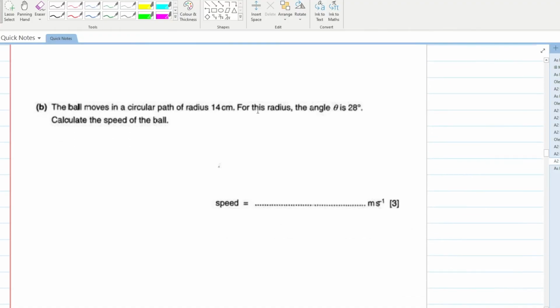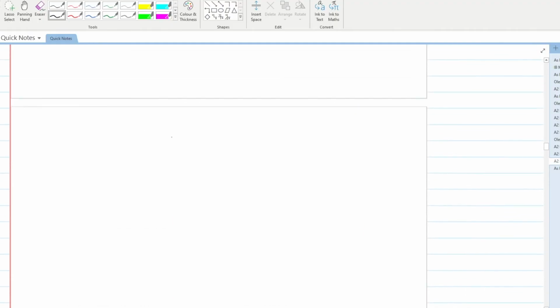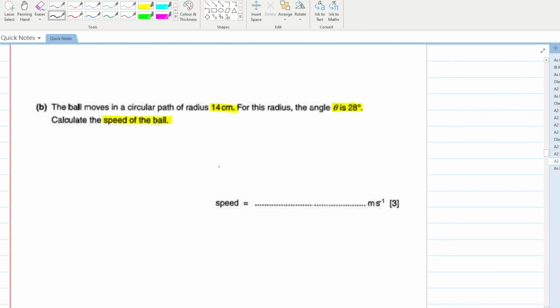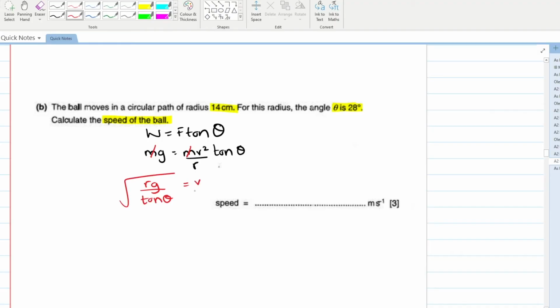Let's move forward. The ball moves in a circular path of radius 14 centimeter. Okay. For this radius, the angle is 28 degree. Calculate the speed of the ball. Okay. What will we do? We will apply this simple formula. W is equal to F tan theta. W किसके equal है? M G के equal है. F is equal to what? Centripetal force. mv square divided by r, tan theta. This m and m will get cancelled out. R and G will get multiplied divided by tan theta. Under root is your velocity.